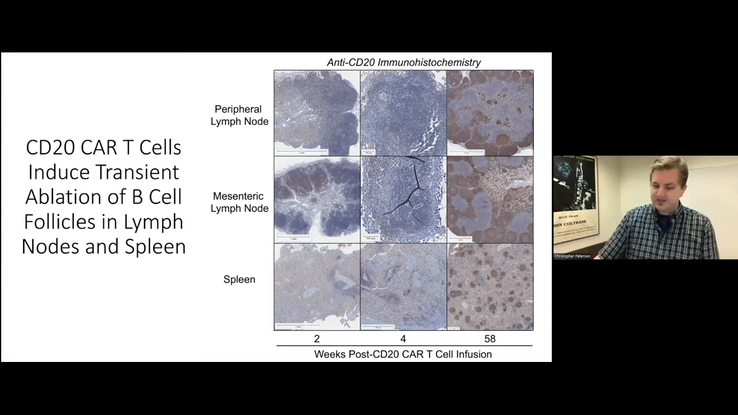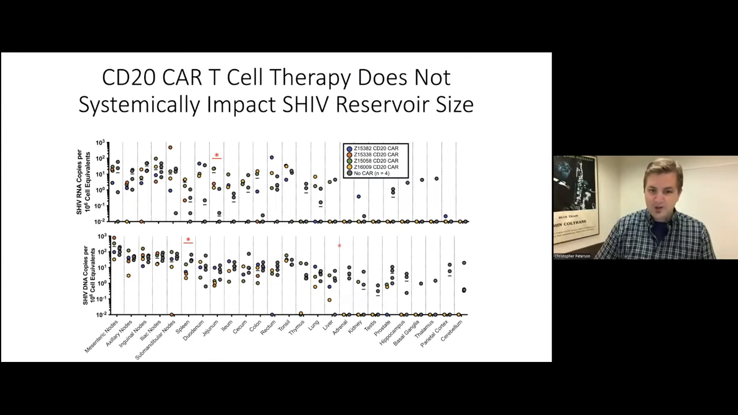And so the next question is what's the effect on the viral reservoir? So there's a lot of data to look at here, but this is an assay that we've really developed over the years to look broadly across our animals at a panel of 25 different tissues. And so at necropsy, in all these animals, we look and ask whether the viral reservoir size has changed by some pretty quick first pass assays. On the top is total SHIV RNA per million cell equivalents, and on the bottom is total SHIV DNA per million cell equivalents. And what you can see is that with the exception of a couple tissues, we see a significant increase in the amount of viral RNA in jejunum. We see a significant decrease in viral DNA in spleen. Really, for the most part, we're not seeing any difference.